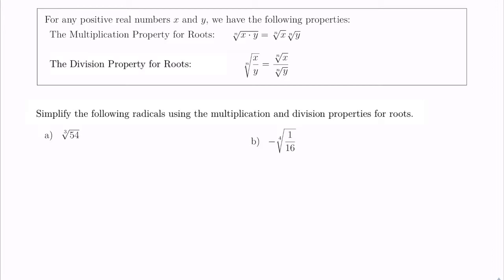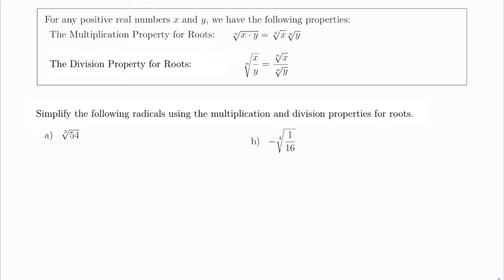In part A, we have the third root of 54. To make use of this multiplication property for roots, we need to find a perfect third power that divides into 54. Our goal is to separate 54 into the product of a perfect third power and some other factor. The nice thing is, when we're working on an example like this, we only have to worry about factors of 54 that are perfect third powers. And from my list of perfect third powers, I know that 2 to the third is 8, and 8 does not divide into 54. I know 3 to the third is 27, and 27 does divide into 54.